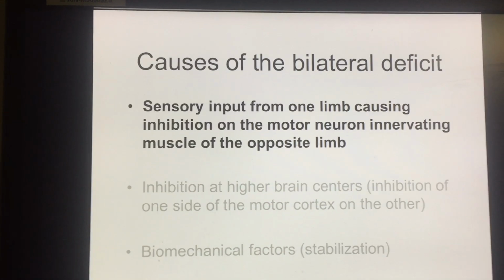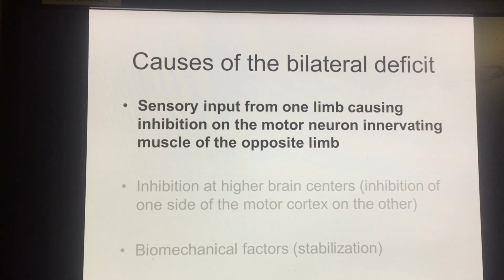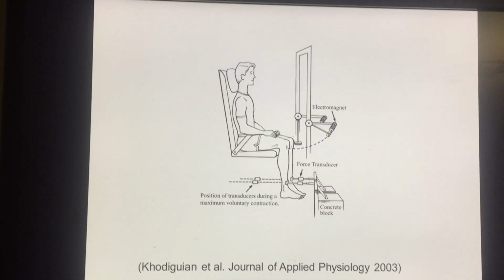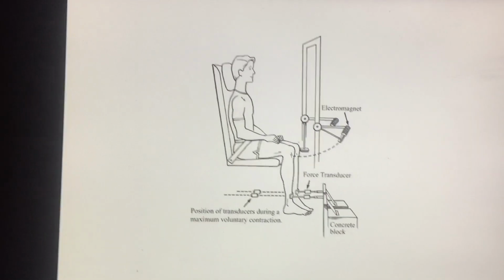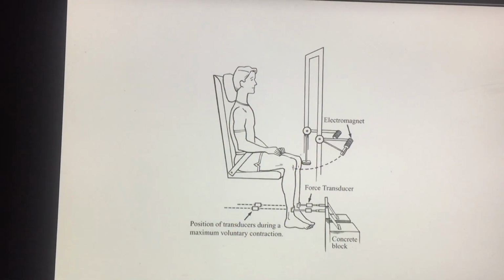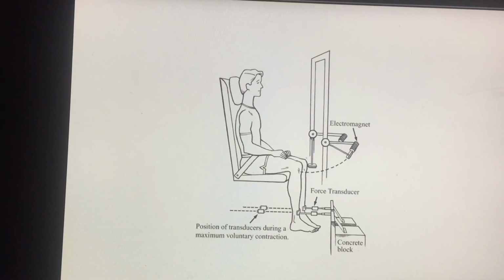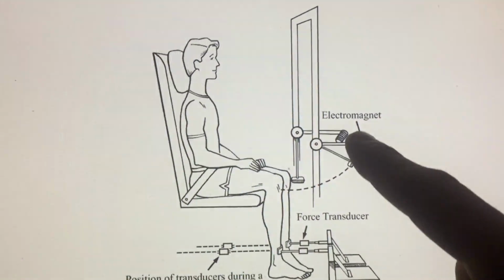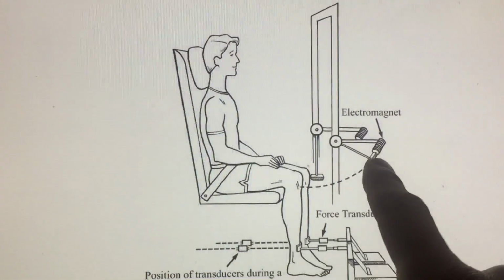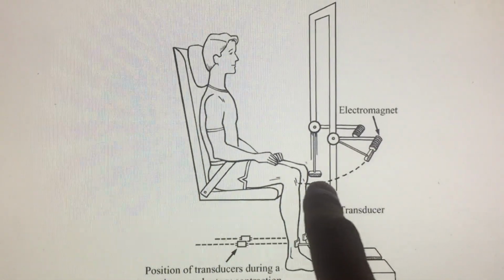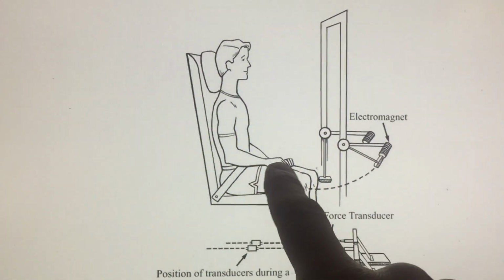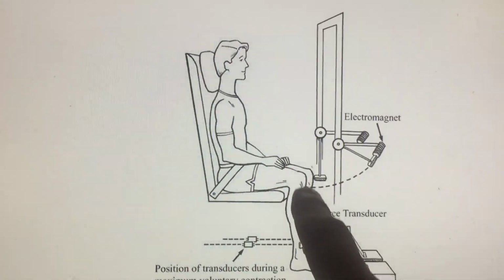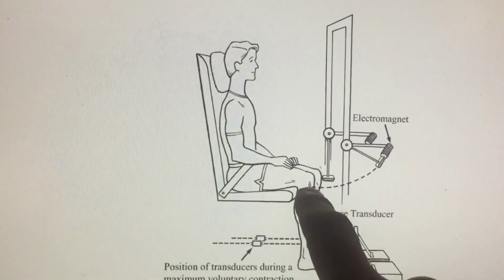So this first cause is sensory input from one limb causing inhibition on the motor neuron innervating muscles of the opposite limb. And you can see this experimental setup. This setup is to elicit the stretch reflex, so the muscle spindle in the quadriceps. So what happens in this setup is that you have these rubber mallets that automatically come down, and they're designed to hit the patellar tendon. So that's the tendon that attaches your quadricep over the knee. So that's hitting the patellar tendon.